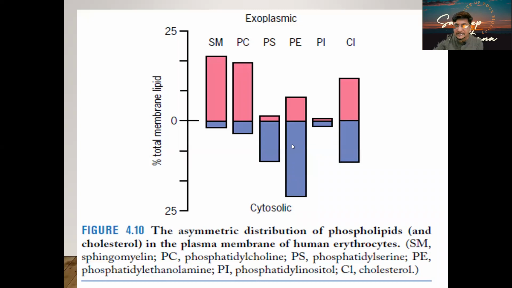Now the phosphatidylethanolamine, again this part is largely biased toward the cytosolic region. Then the phosphatidylinositol, you can see over here, is a little more towards the inner part than the outer part, because it is going to anchor many proteins on its surface. And if you see the cholesterol, it is almost similar on either part of the cell membrane.